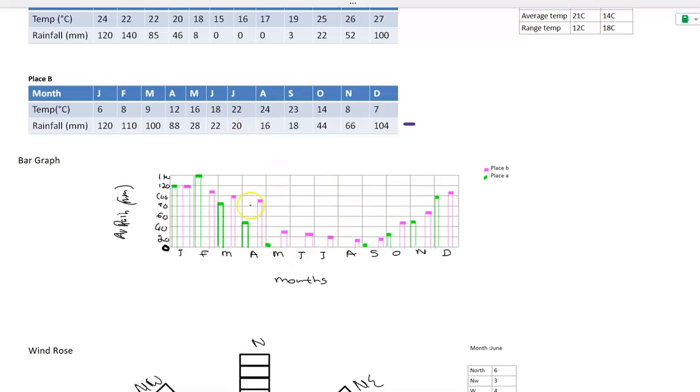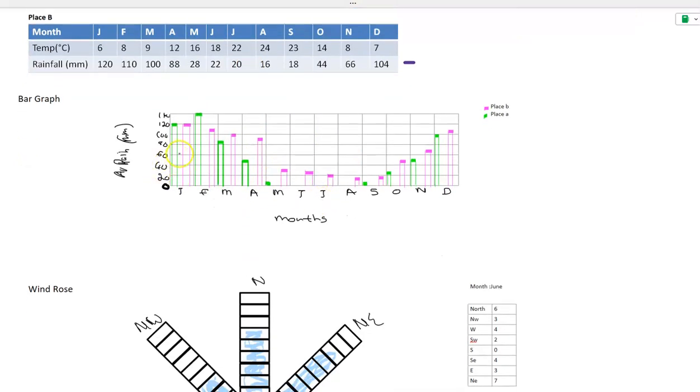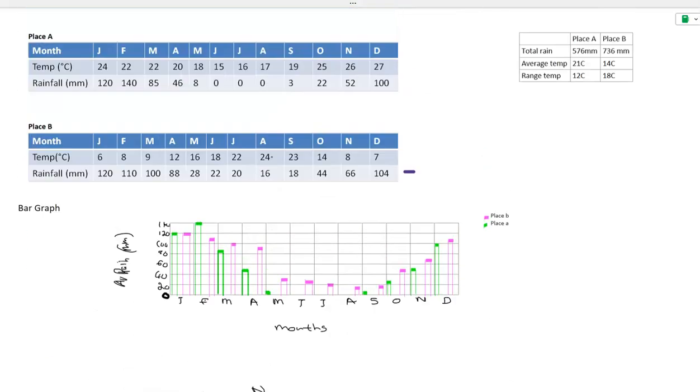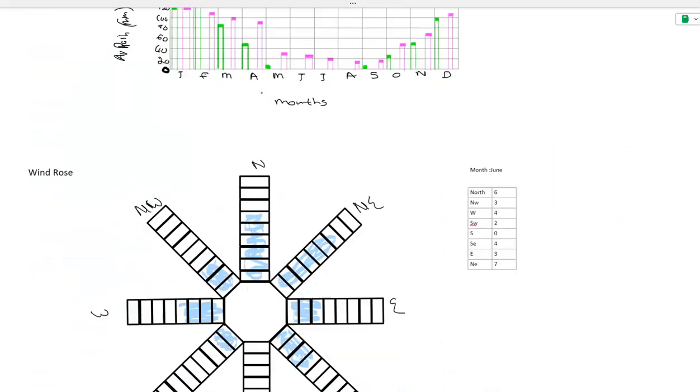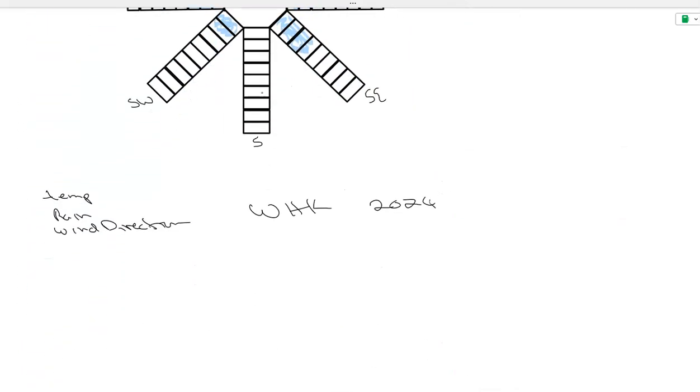You're going to create a table like this for each month. You're going to create a bar graph like this. So you're only going to have one color because we're only talking about one place. And you're going to create a line graph like this for the temperatures to see how Windhoek's temperatures regulate. And that would be your homework.